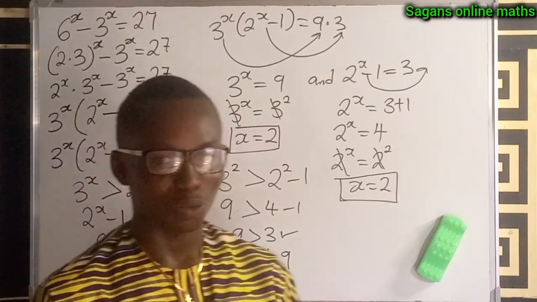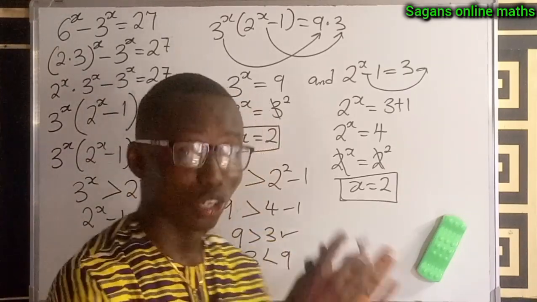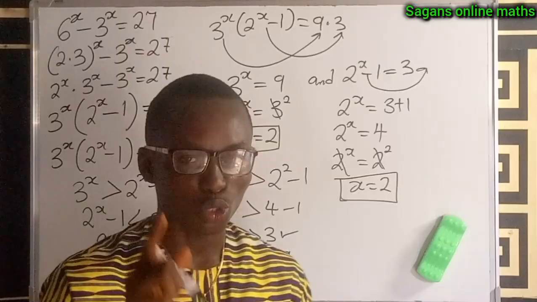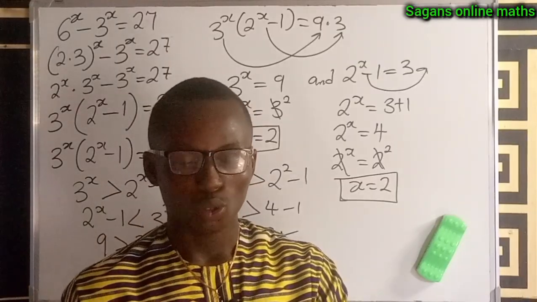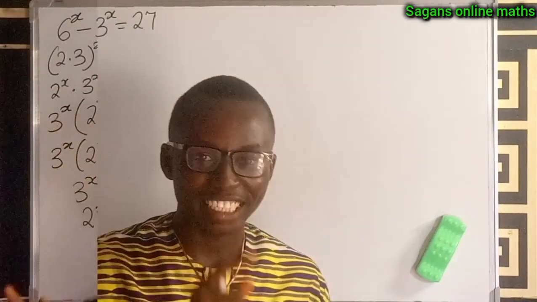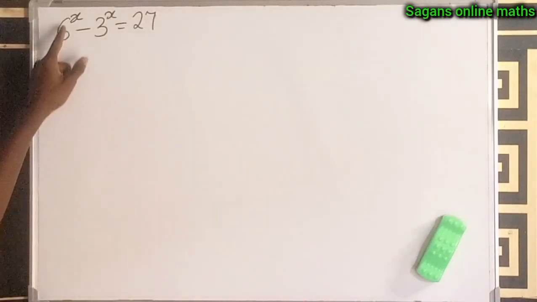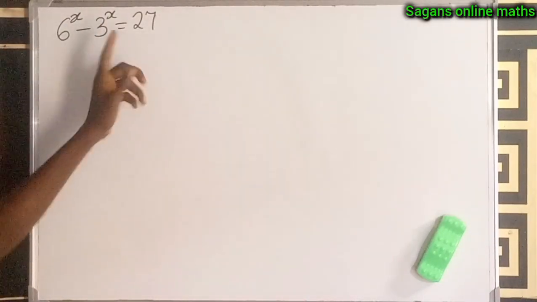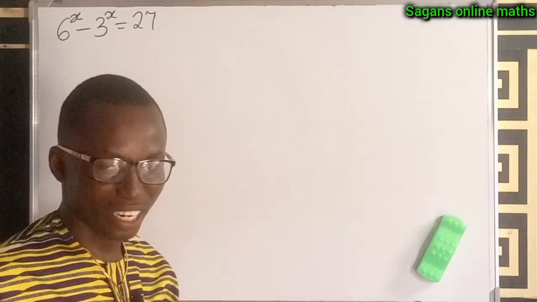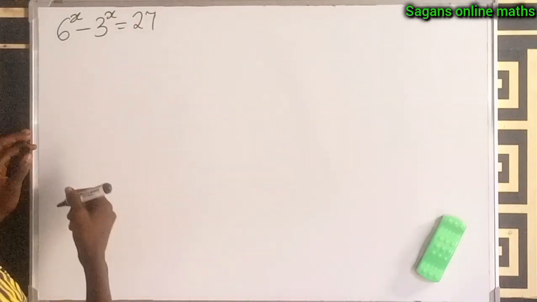Now let's consider case 2. But remember that the same answer we got here in case 1 is the same answer we're going to get in case 2. So let's consider case 2. But the answer must be the same, x equals 2. Now look at the question. The question is 6 to the power of x minus 2 to the power of x equals 27.